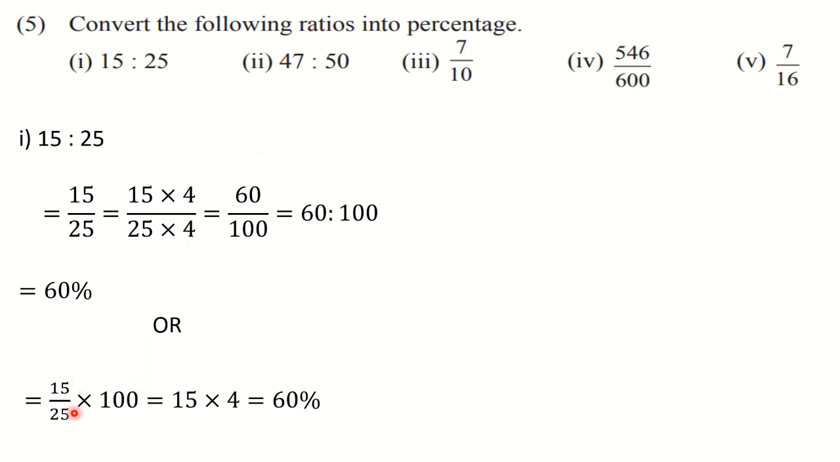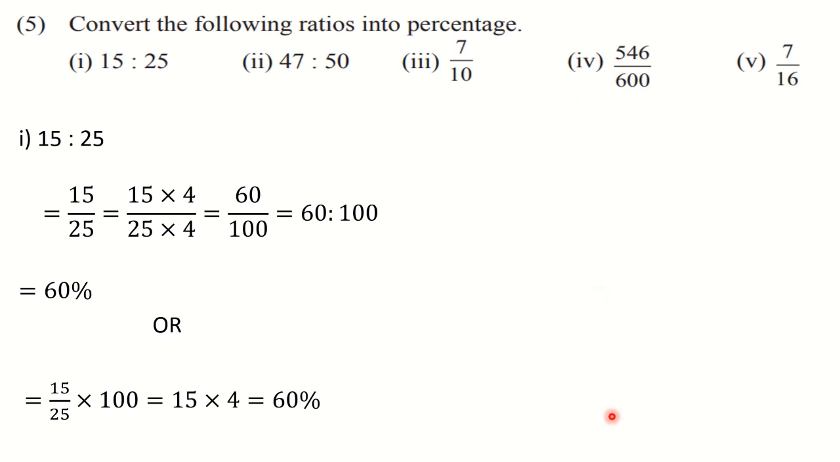Or if you want to follow the second method, 47 upon 50 into 100, and you can go for cancellation and you can get this. This is 7 upon 10. So you have to multiply and divide by 10, and then you're going to get the answer. Okay. Then I am solving the fifth one now, because here I have 600.